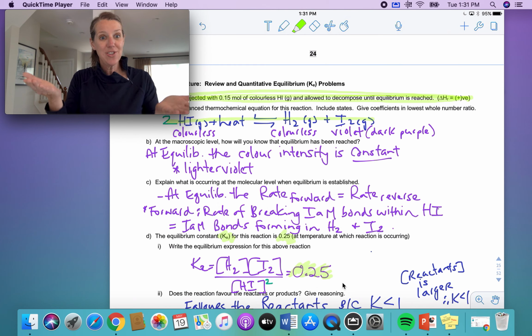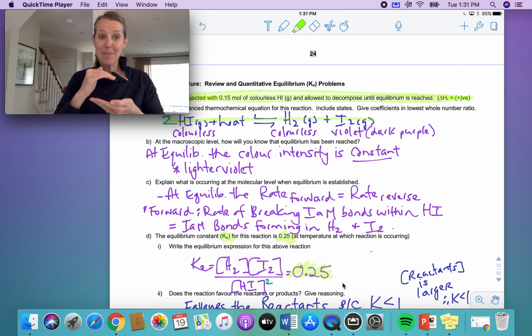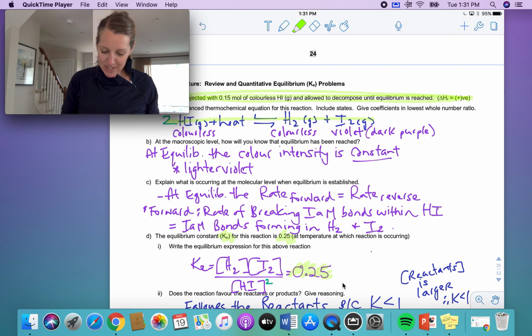So no matter which way you start this equilibrium, once it reaches equilibrium, where the rate of the forward equals the rate of the reverse, the concentrations are going to be constant, and so the macroscopic properties are also going to be constant. So it's going to be light violet. Very good. What does it mean? Of course, it means that the rate of the forward is equal to the rate of the reverse, and you can talk about breaking of the bonds. That would make sense.